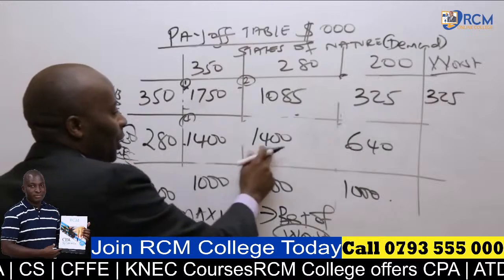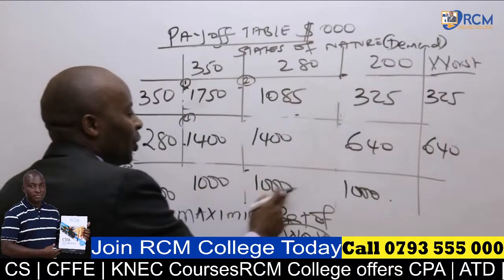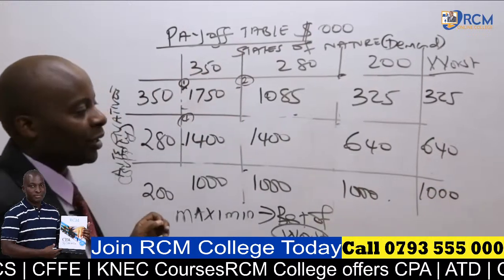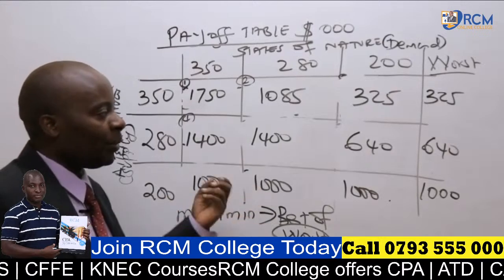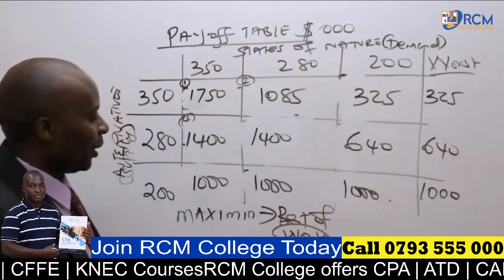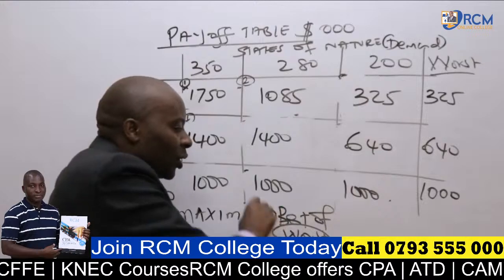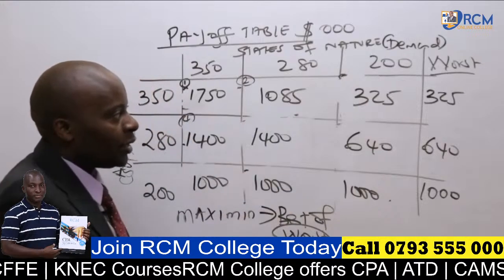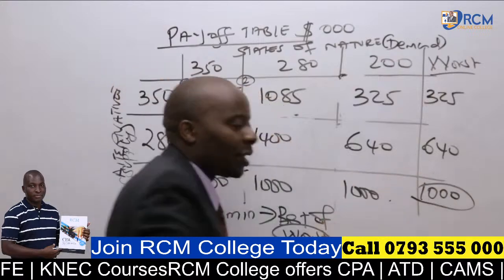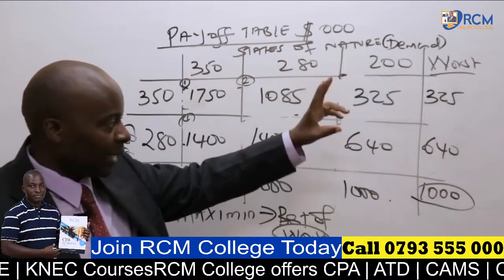280, give them the three scenarios, they'll pick 640. 200, give them the three scenarios, they'll come and pick 1,000. They'll come and pick 1,000, the lowest. Now, having picked the worst scenarios, ladies and gentlemen, you'll now make a decision on the basis of the best of the worst. So among the worst, the best of the worst is this 1,000.